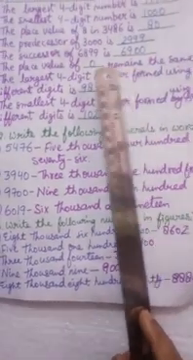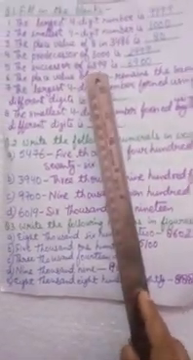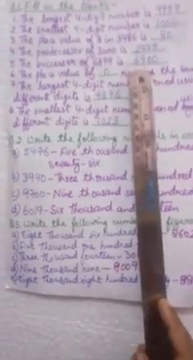Fifth fill in the blank: the successor of 6899 is 6900. Means to find the successor of a number, we can add 1 to the number and we will get the successor.